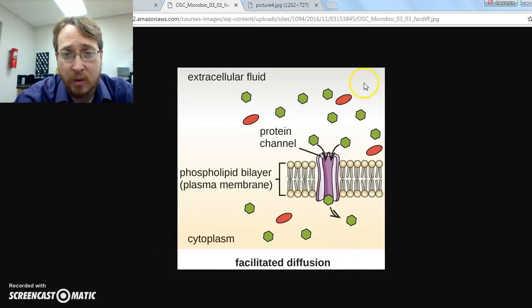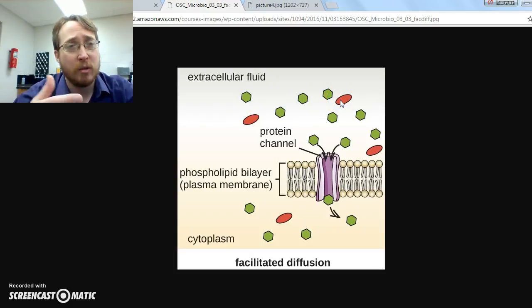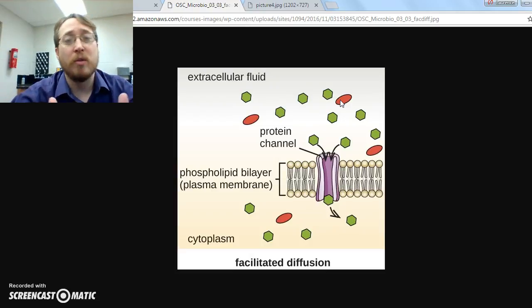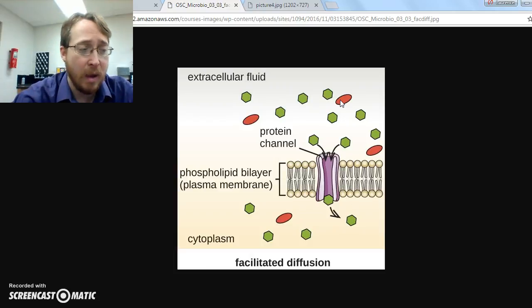So, for instance, in this particular model, we have these hexagons, which can pass through this because they're the right polarity and the right size, but perhaps these red ovals are too large to pass through, so they can't. And if something is the wrong polarity, it also won't pass through. So they determine if something can pass through based on size and polarity of that particle.